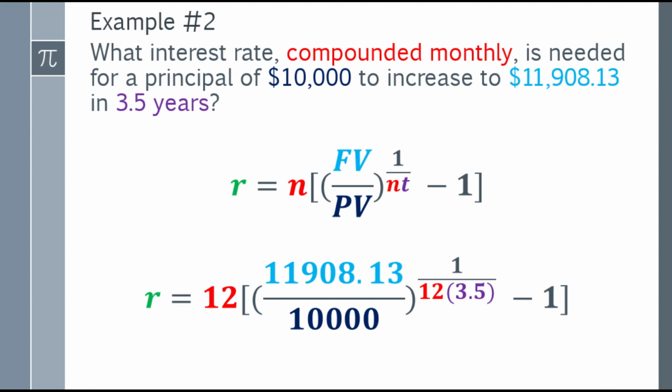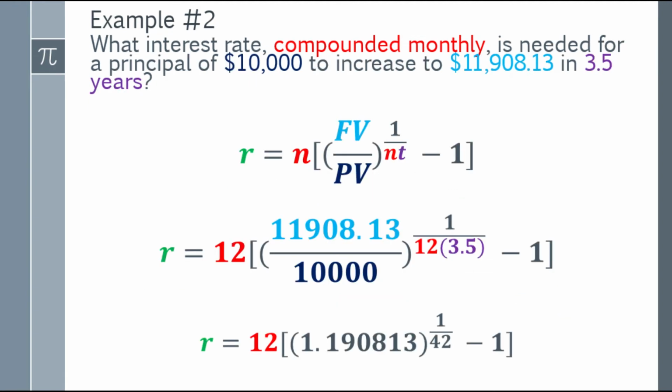So, our n is 12 and our time is 3.5 years. Okay? Then let's put the minus 1. Let's simplify it further. So, our fraction, 11,908.13 divided by 10,000, will be 1.190813. The exponent, that is 1 over 12 times 3.5. So, that will be 1 over 42.